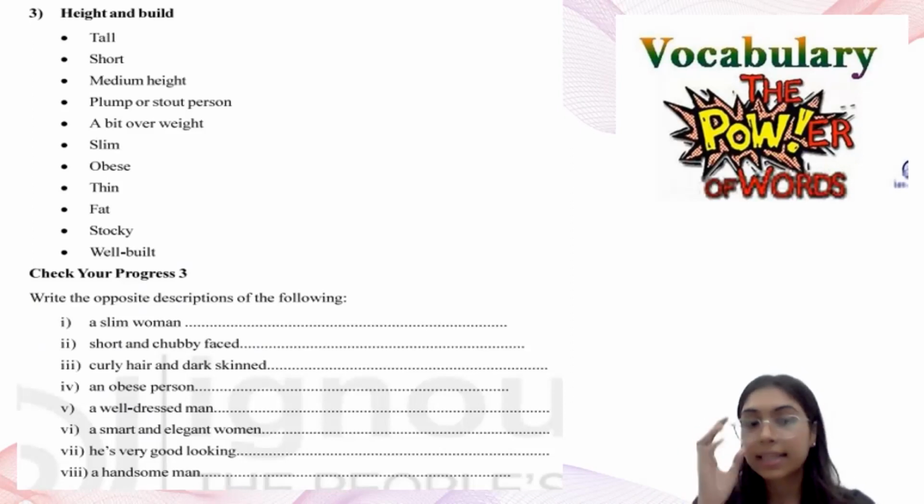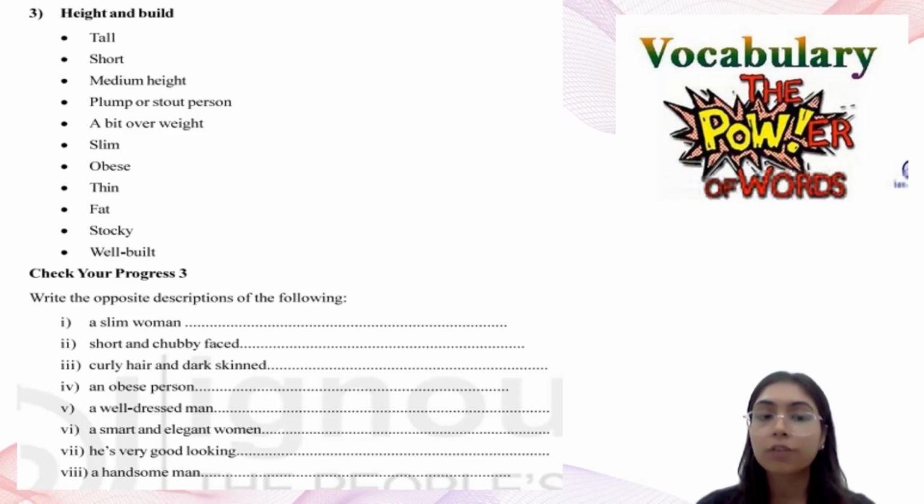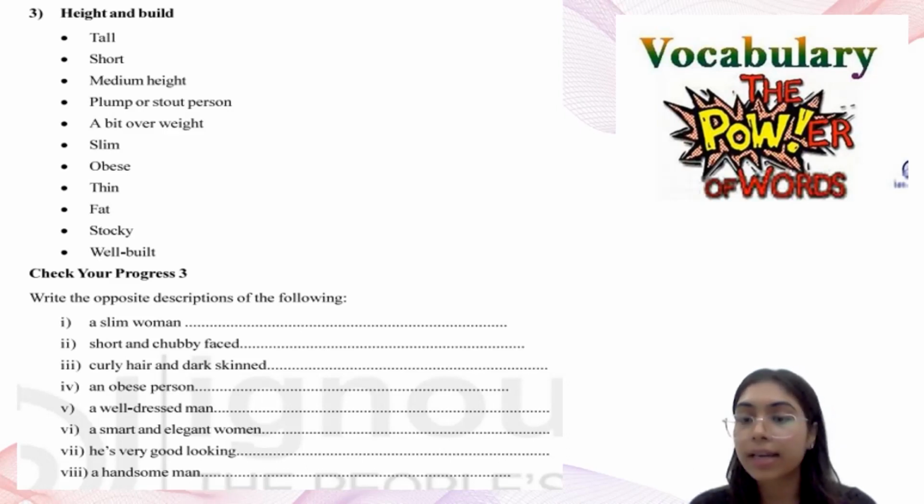Number 1, a slim woman. So opposite of it is an overweight woman. Now number two answer is opposite is tall with a thin face. Okay, opposite of short and chubby face is tall with thin face. Next, opposite of curly hair and dark skin is straight hair, okay, and fair skin. Number 4, opposite of an obese person is a slim person. Okay, उसके बाद एक well dressed man का opposite होता है scruffy or untidy man.